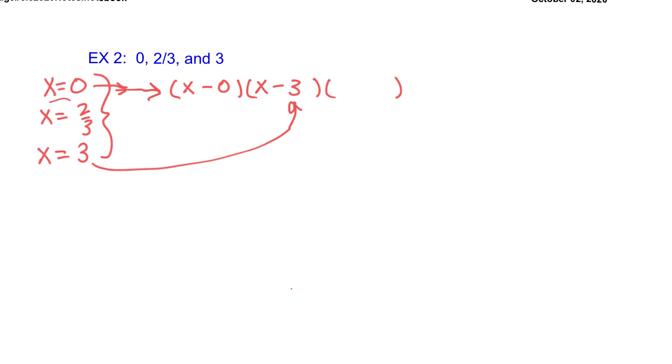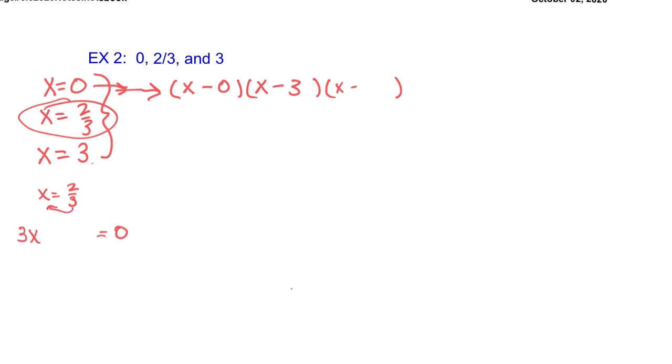The last one is the 2/3. Now, remember, what we don't want to do is put x minus 2/3 in there. We don't want to deal with fractions. I know it's going to be minus because the 2/3 is positive. Again, I know x equals 2/3, but I want x to equal 0, which means I have to multiply by 3 and subtract the 2. So I'm going to have 3x minus 2.